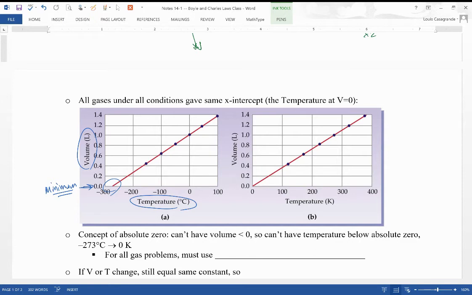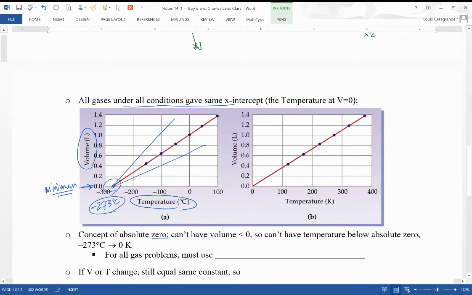So what this did is it gave scientists the concept of absolute zero. It turned out that for all gases, under all conditions, no matter what the gas was, we got the same x-intercept of negative 273 degrees Celsius. Well, that meant that since you can't get down below 0 volume, there must be no motion, because there are no collisions to give us the volume, to give us the pressure. That means all motion must stop. And therefore, that gives us the concept of absolute zero.